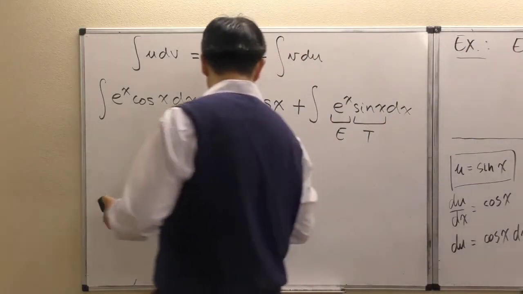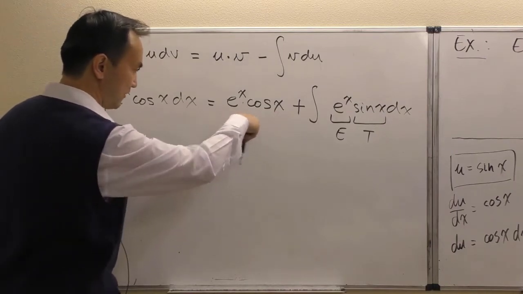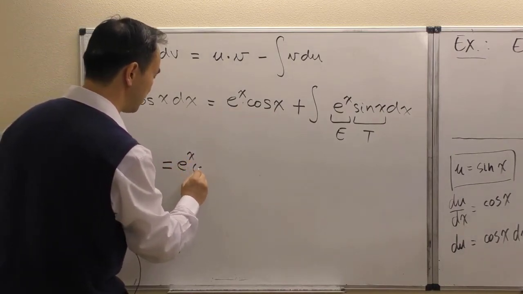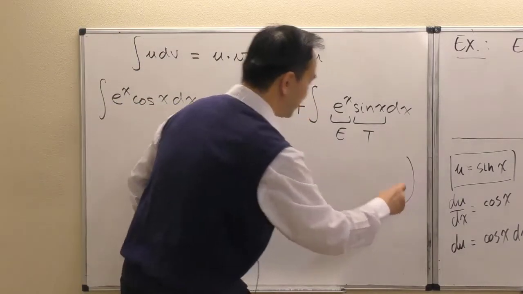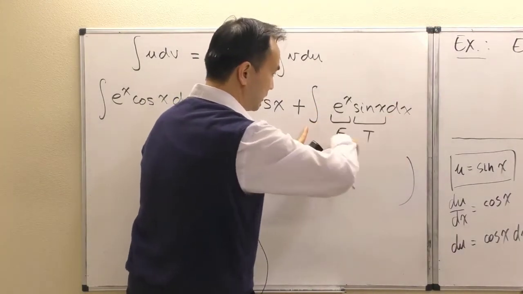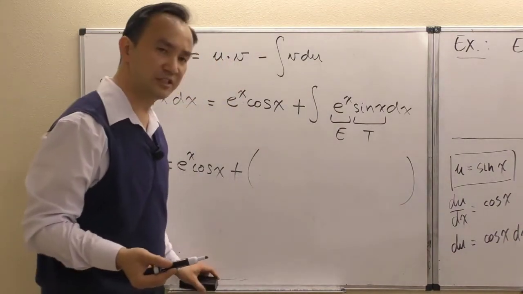So in the next step, we have that first term here remains the same, nothing much to be done: e to the x times cosine of x plus, now I'm going to open parentheses. Now we are going to write down the integration by parts formula specifically for this, and we're going to put everything there in the parentheses. That's what my parentheses is here for.